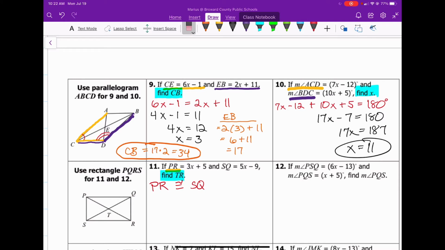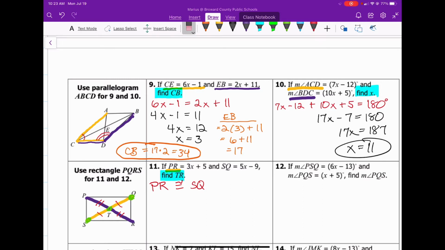Now, in order to find TR, this is one thing we didn't discuss. Getting back to it before we complete number 11, each of the diagonals bisect each other. So the smaller segments, for example, S to T and T to Q are congruent, because they've been cut in half. The entire yellow line was cut in half by the purple line, just like the purple line is cut in half by the entire yellow line. So those segments are congruent.